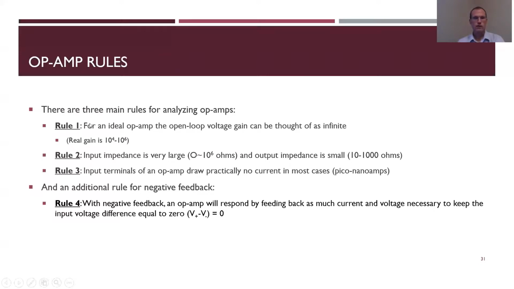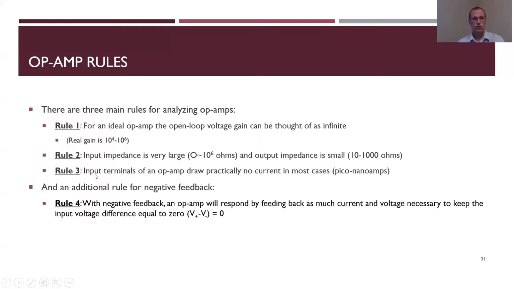So, a kind of summary of some things we've seen already. These are going to be our formal rules now. First rule: for an ideal op amp, open loop voltage gain can be thought of as infinite. In real life, we're looking at 10 to the 4th to 10 to the 6th, but still very high, almost too high to be useful. The input impedance is very large, on the order of mega ohms. And the output impedance is very small, 10 to 1,000 ohms.